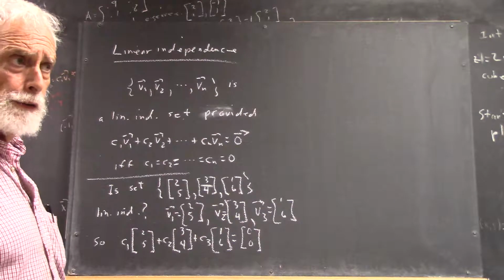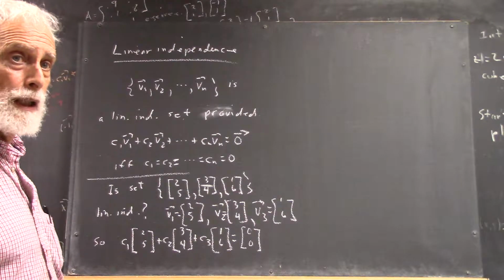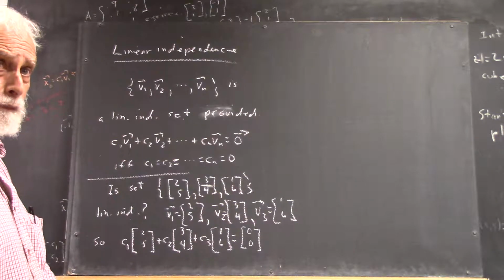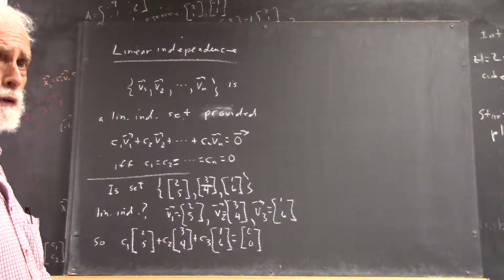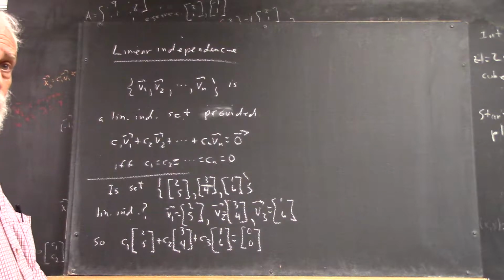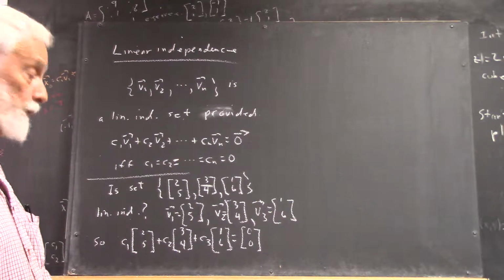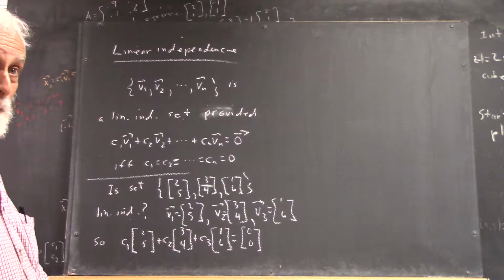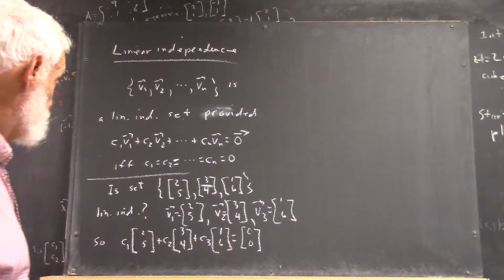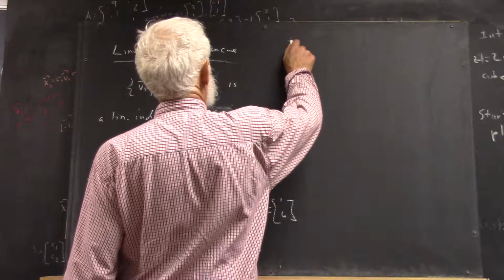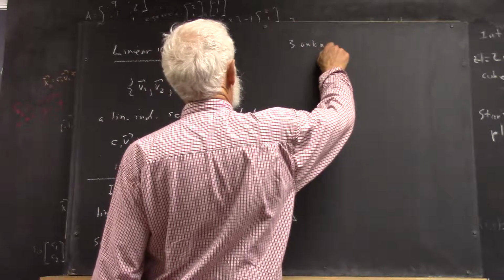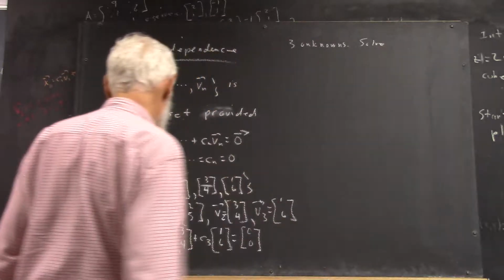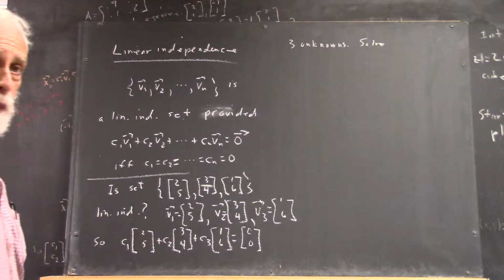Okay, so what do we do with this equation? Well, we've got an equation. Do we have any unknowns? C1, C2, and C3 are unknown, aren't they? Well, would it make sense to try to solve this equation? Okay, well, how do we solve the equation?